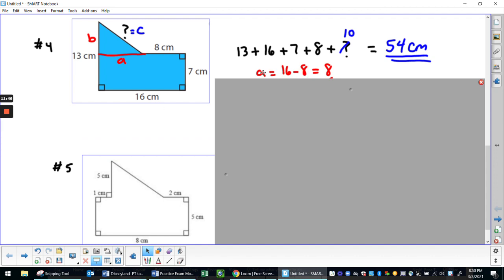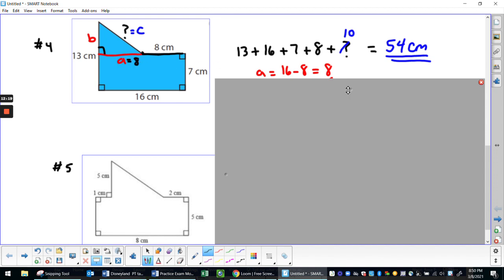Okay, so let's go ahead and see how I got 10 for the question mark. So A, which would be the base of this right triangle, right? If we're looking at this as a right triangle, A would be one of the bases, and we got that from subtracting this piece right here, from here to here, which is 8, from the entire piece on the bottom, which is 16. So 16 minus 8 is 8, so we got A. A is equal to 8, right?